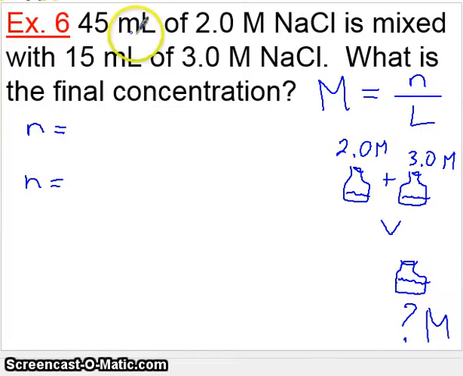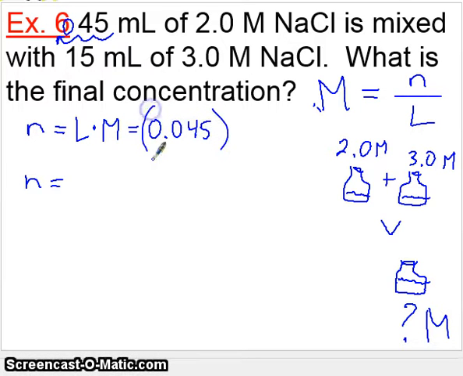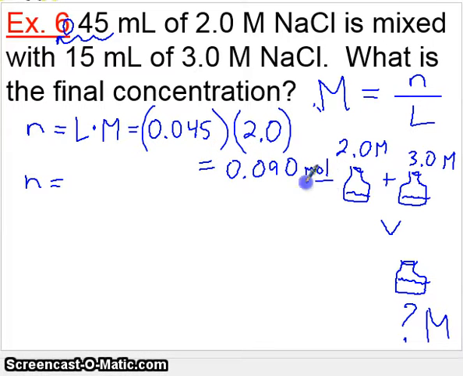So first I want to know, how many moles of this solution do I have? To find moles from molarity, you would move the liters to the left, and you end up with moles equals liters times molarity. In this case, my liters would be not 45, but divided by 1,000. If I divide by 1,000, I move the decimal place 3 times to the left. I get 0.045 for my volume, and my molarity is 2.0. So my first moles is, go ahead and multiply this, should be 0.090 moles. This is my first moles.